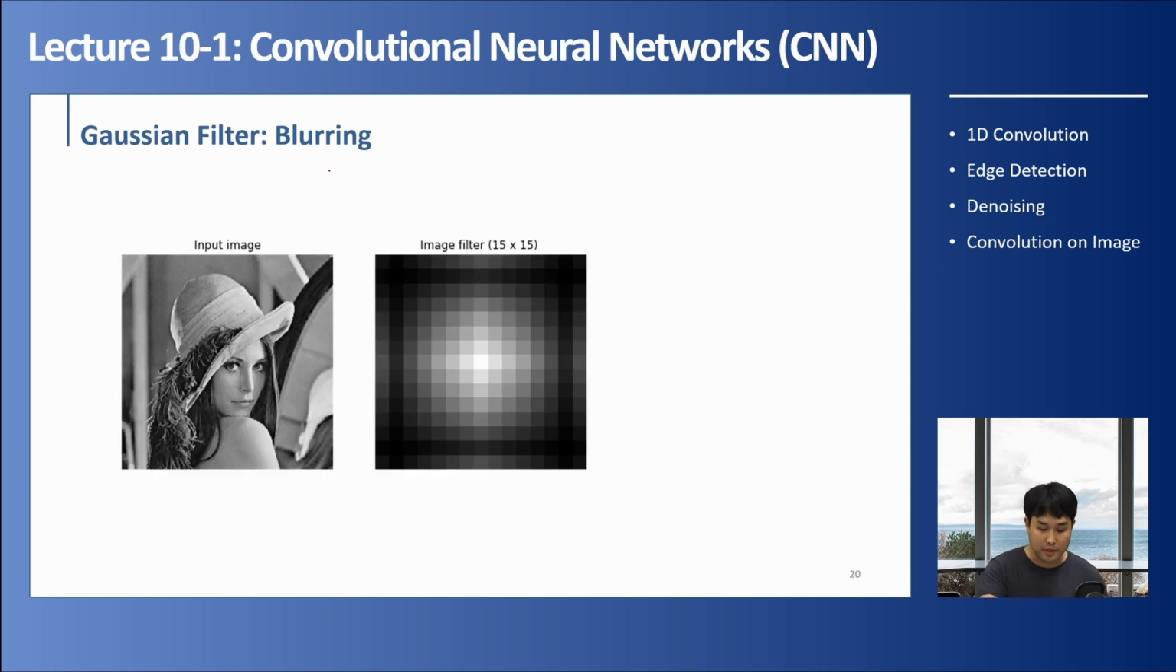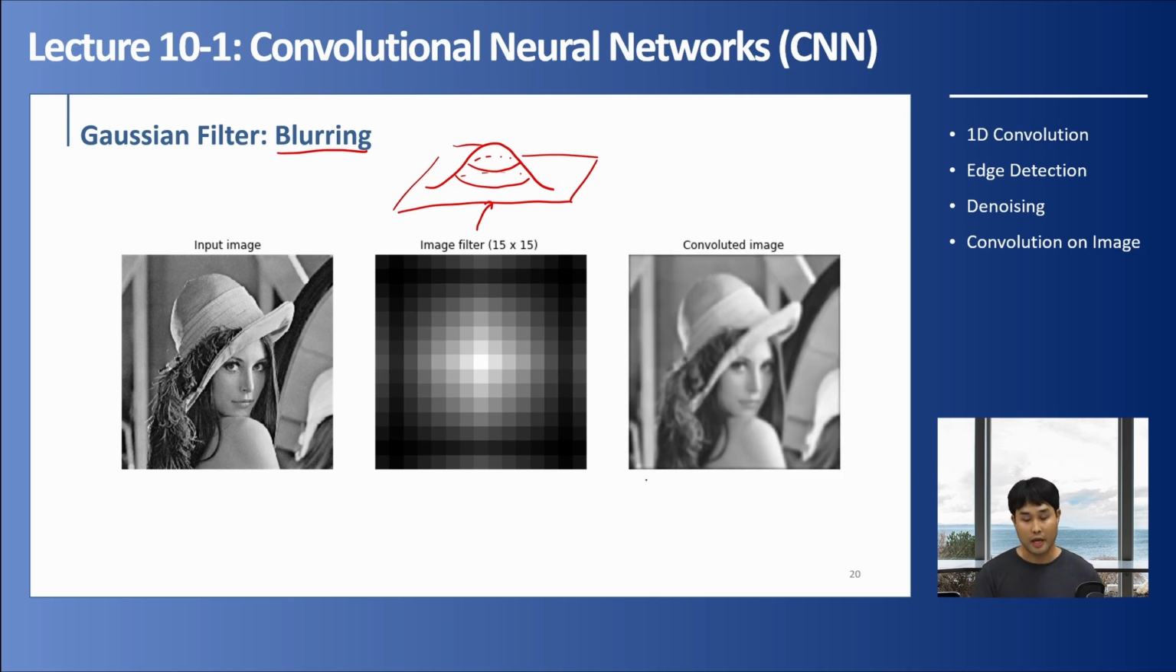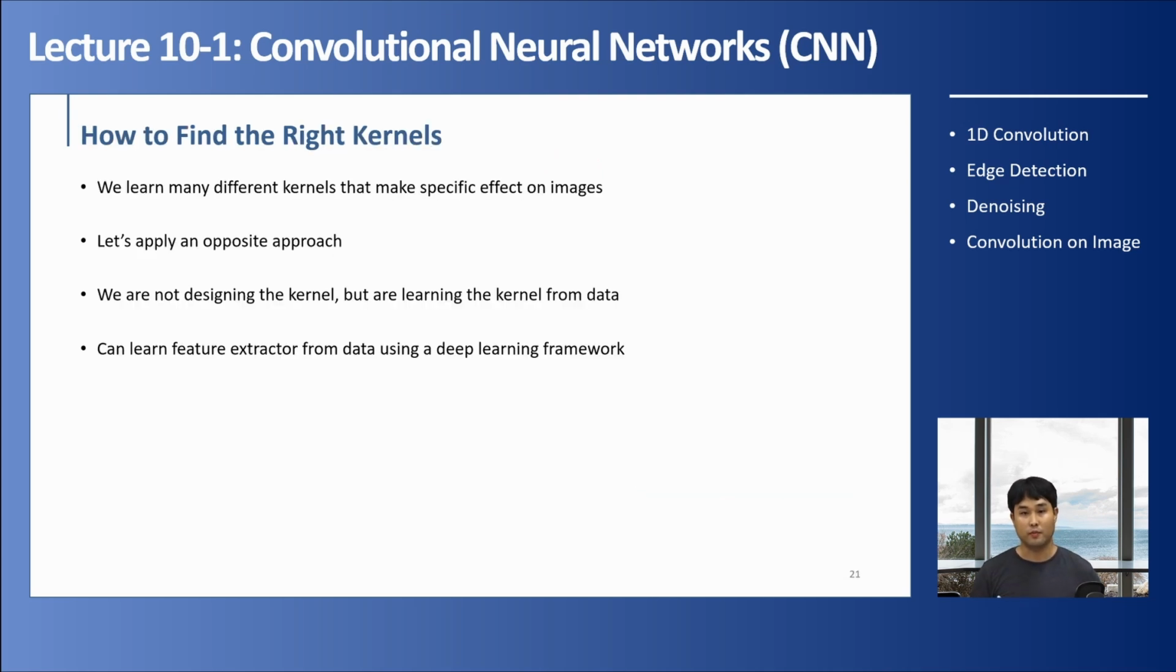The final example is blurring, where the goal is to apply a convolutional filter that has this Gaussian kernel. If we look at this filter or kernel from the side, we have this two-dimensional bell curve. And if we convolve the original image with this particular filter, we have a blurred version of the original image, as shown here.